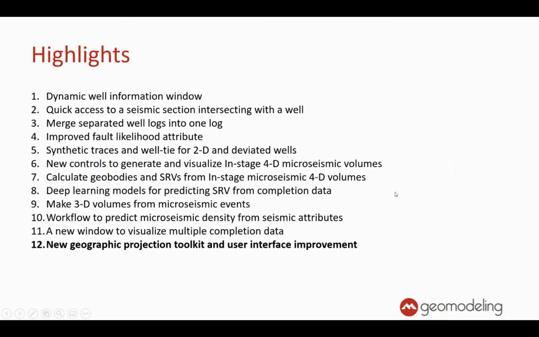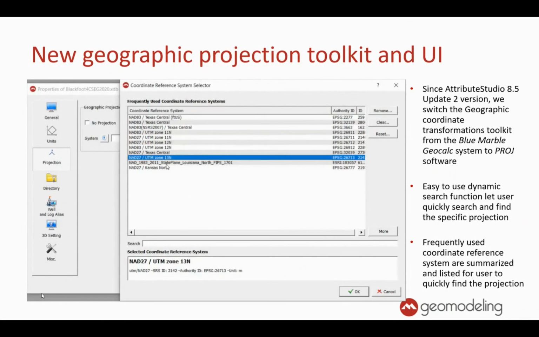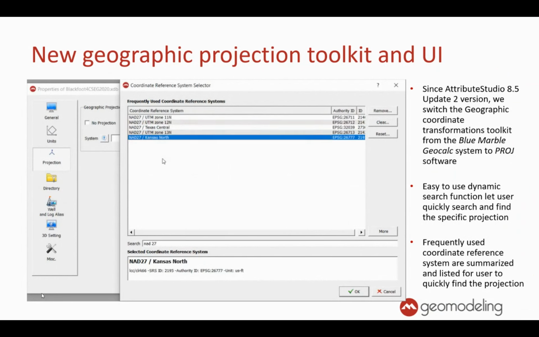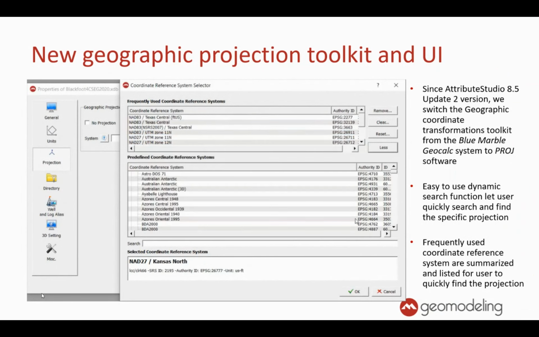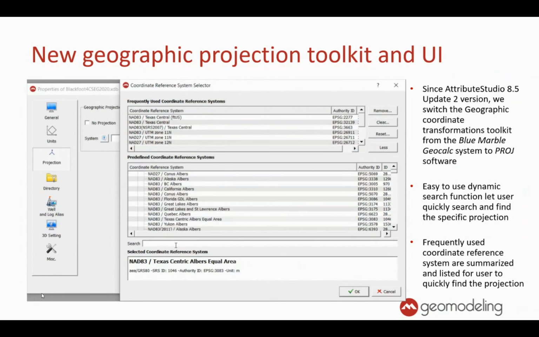So what I just demoed are some of the most important features we've developed related to the microseismic function in 8.6. Now this is the last important change I want to demo today, and it's about the projection system. Since 8.6, we've changed to a new projection toolkit called Proj Software and improved the user interface to include a dynamic search function for projection system selection. And let me demo this in the software.